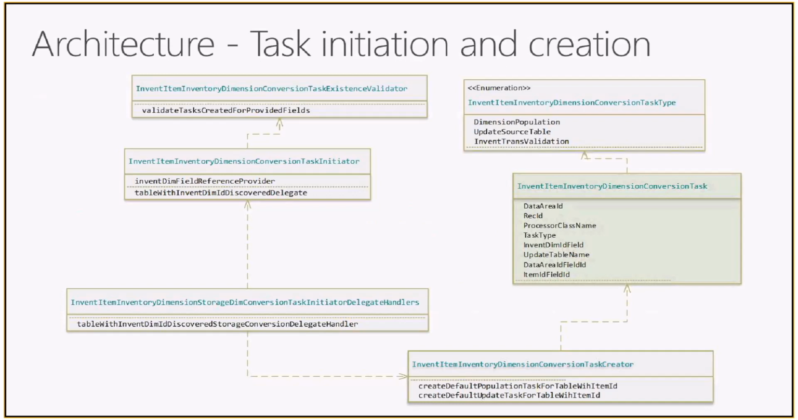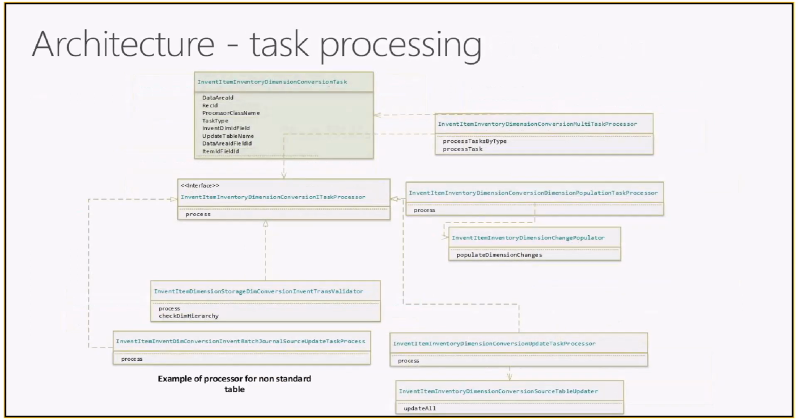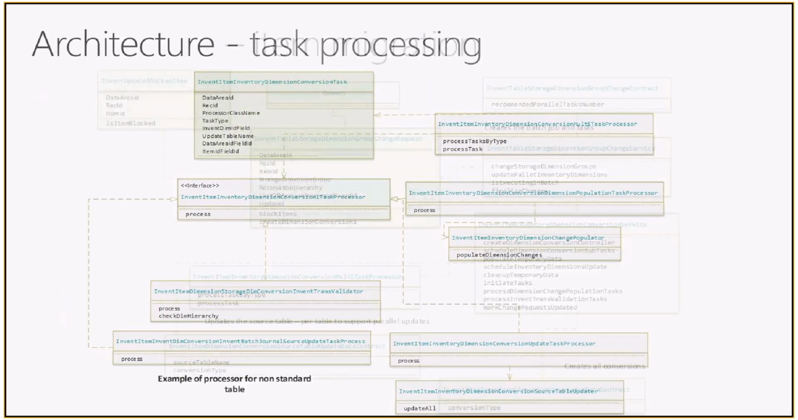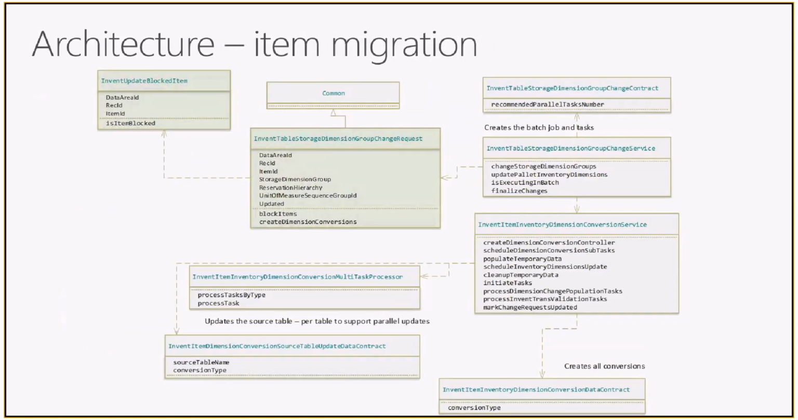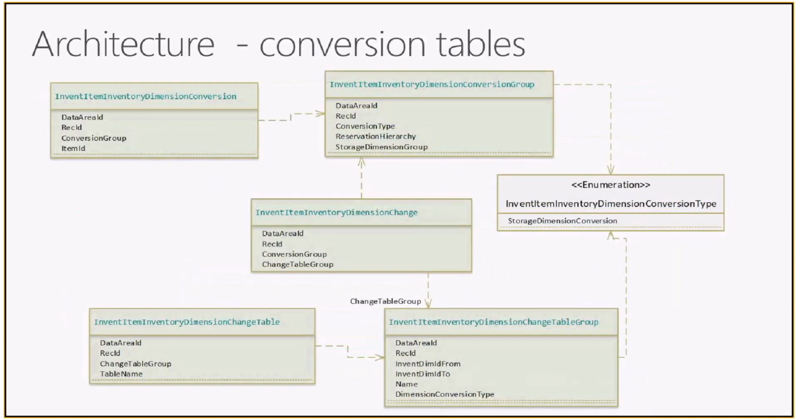First diagram here is just covering the task initiation and the creation. Then we move into the task processing, which is actually telling us how we need to do the conversion. And finally, the model for the item migration, all the tables that include the item ID information and where we store what hierarchy, what unit of measure sequencing group needs to be converted to. And finally, the tables that are involved in the conversion. All of this is placed in two new models, so it's really not intrusive to the existing application code.